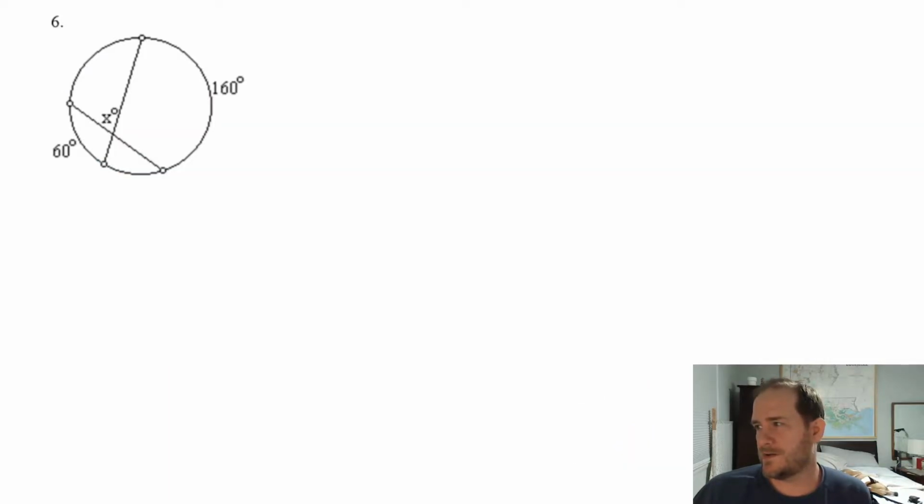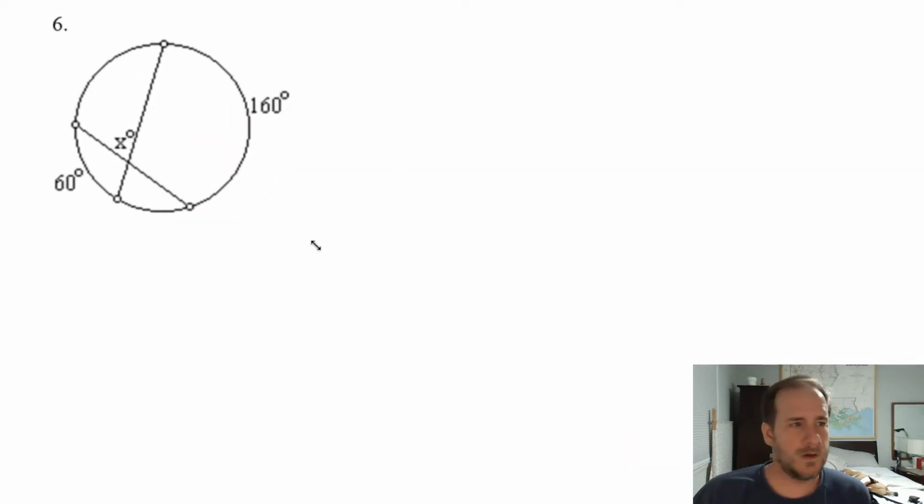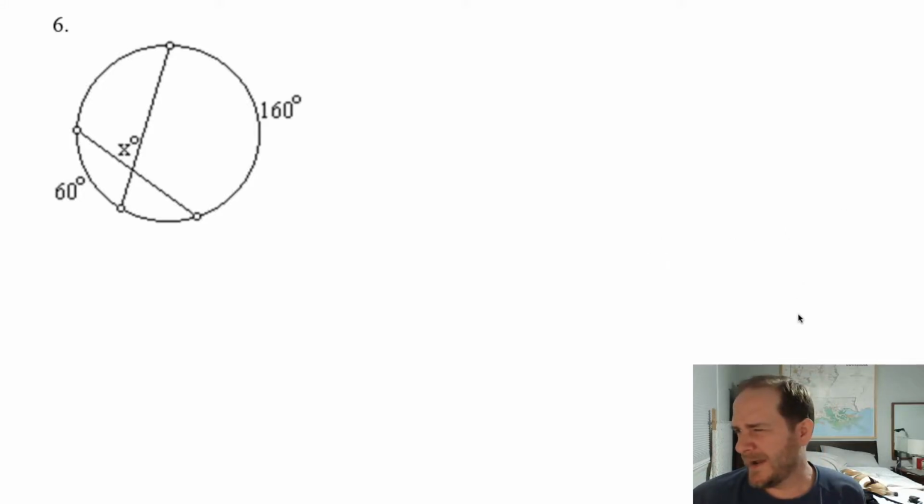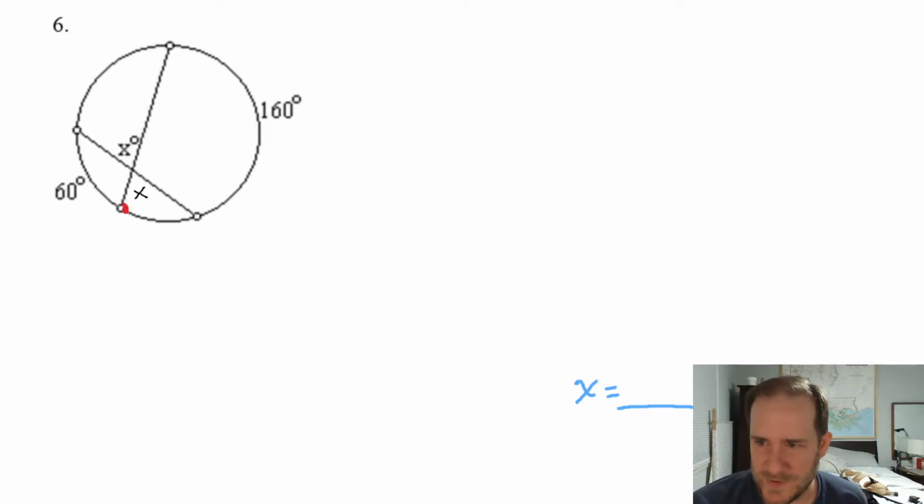So let's do 6. For 6, all you gotta do is find x. But you can't really find x right away, because if you wanted x, you'd use x, and the vertical angle is also x, and you'd notice that one of those x's cuts this arc, but we don't know that arc, and the other x cuts this arc, but we don't know that arc. So really, what we got to do for this problem is use the arcs we do know.